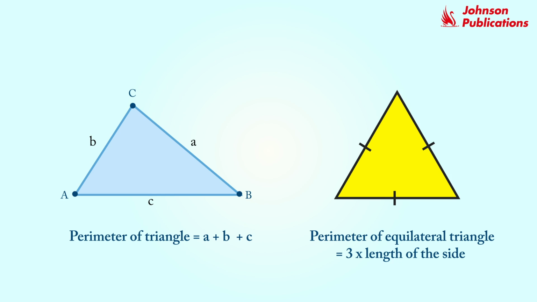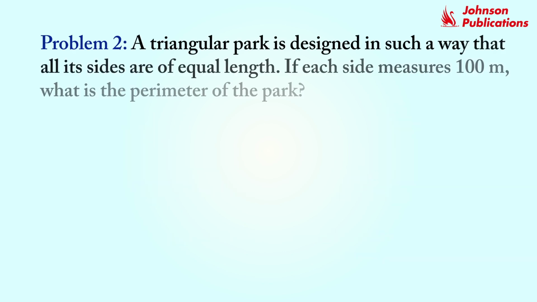Let us solve a problem. A triangular park is designed in such a way that all its sides are of equal length. If each side measures 100 meters, what is the perimeter of the park?